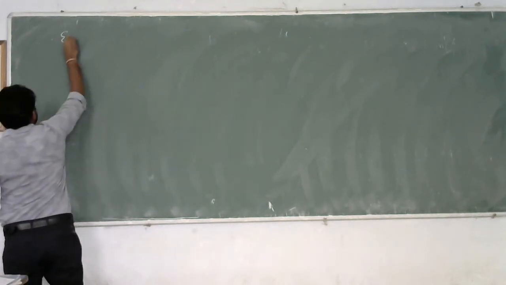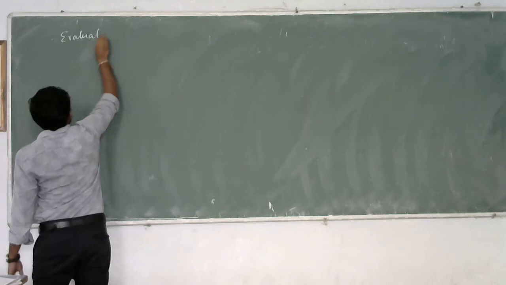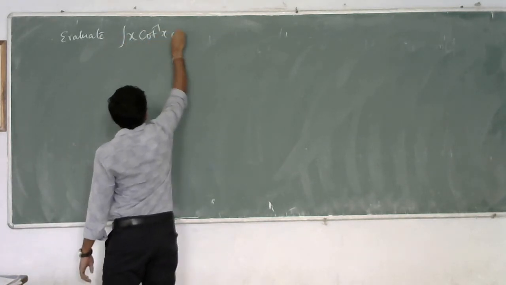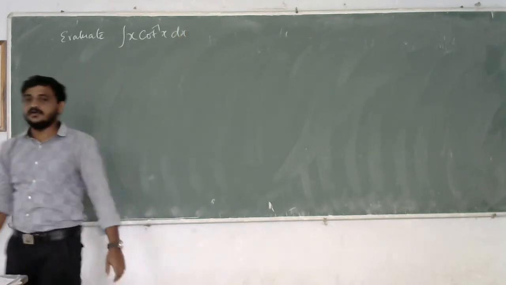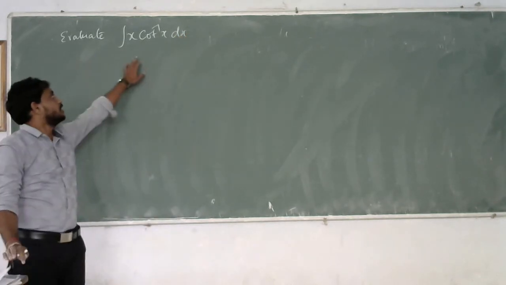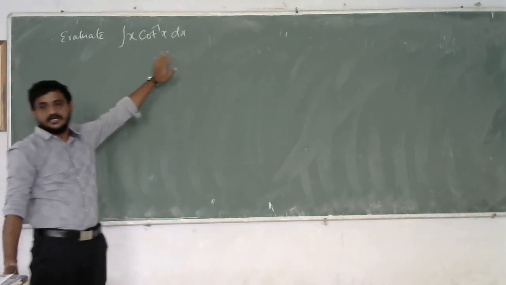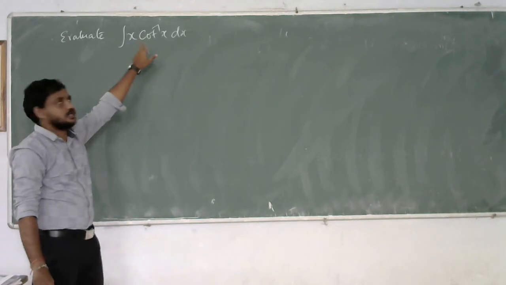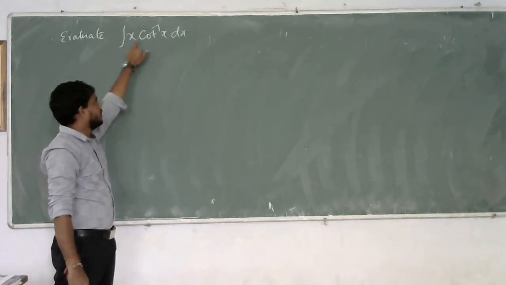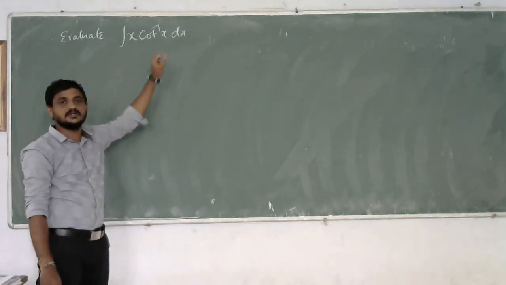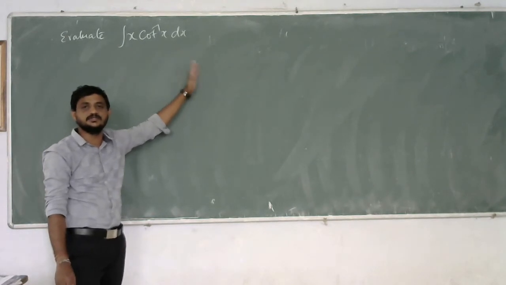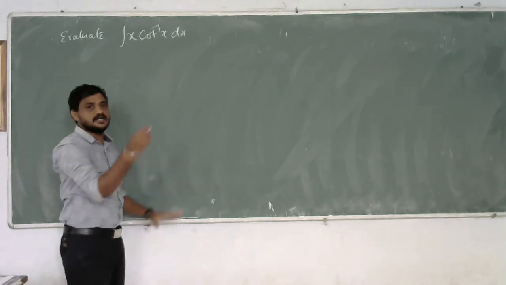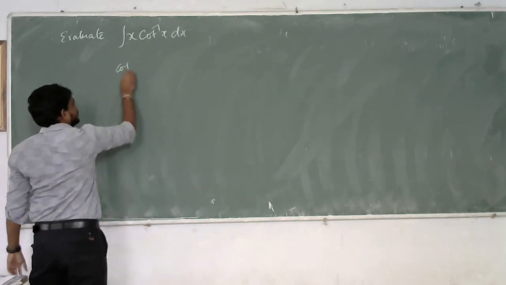Next, evaluate integral x into cot inverse of x into dx. Evaluate integral x into cot inverse of x into dx is the question. So similar to the previous problem. Here we have an inverse trigonometric function and here one algebraic function. So take the inverse trigonometric function as u, then the remaining x into dx as dv. That's all the problem.